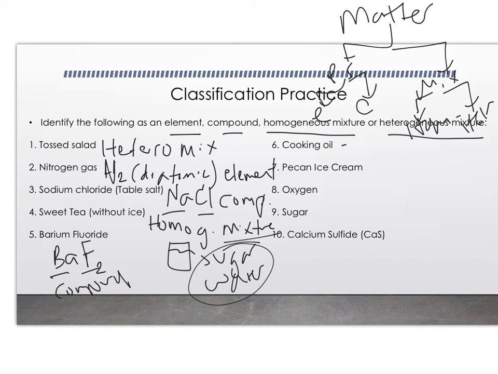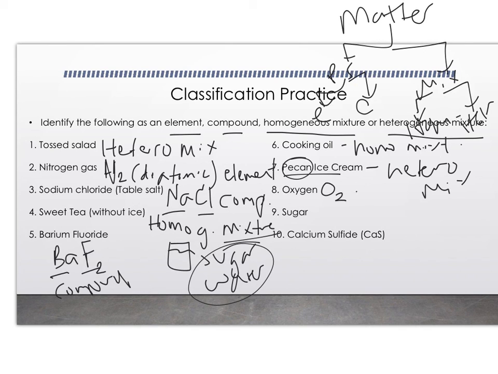Cooking oil. Well, oil is not on the periodic table, so it cannot be an element or a compound, so it is considered a mixture because it's a mixture of different ingredients. And cooking oil looks the same throughout, so it would be considered a homogeneous mixture. Pecan ice cream. Well, I know pecan is one substance, ice cream is another one, so hence it is a mixture, and the pecans inside the ice cream would make it hetero because it probably doesn't have an equal distribution of pecans within the ice cream. So it's a heterogeneous mixture.